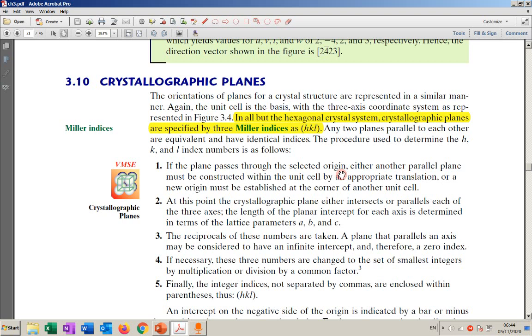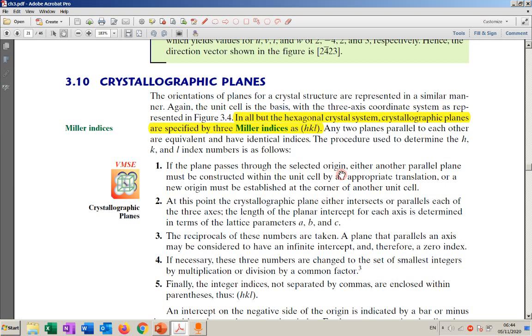Hello everyone, welcome back. In this video, we're going to talk about crystallographic planes. In the previous sessions, we talked about point coordinates. We used point coordinates to find directions. We said a point coordinate is the location of an atom within the unit cell. A direction represents a set of atoms on the same line.